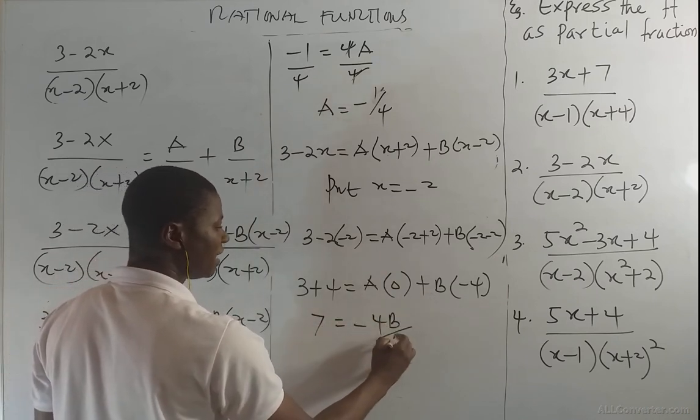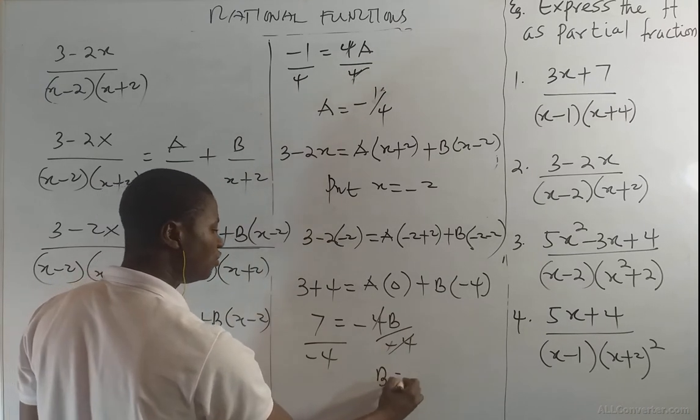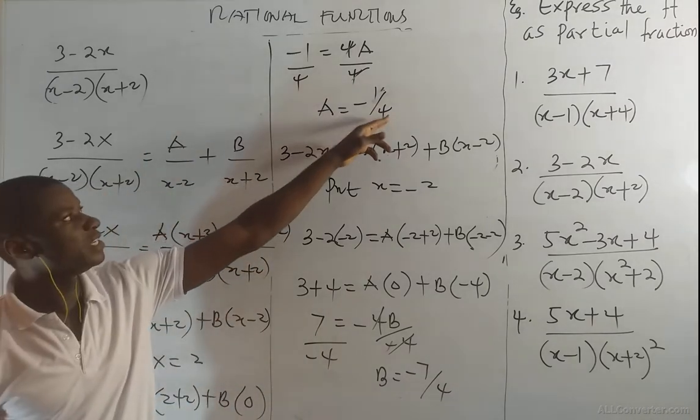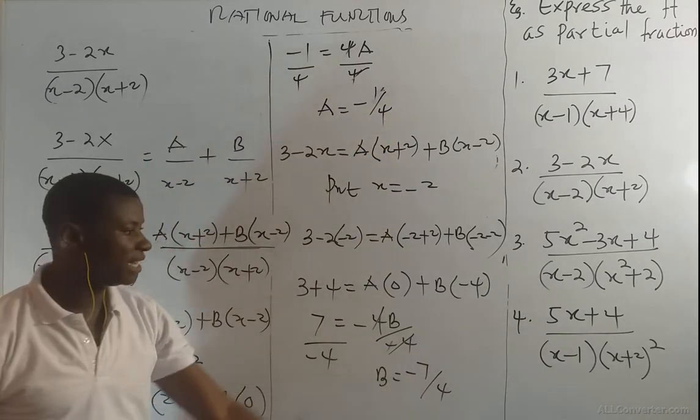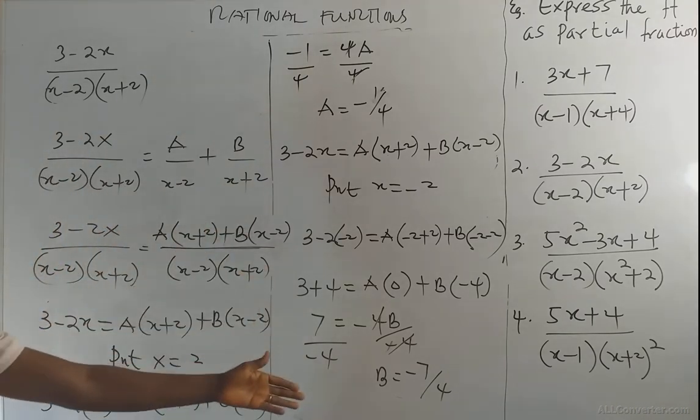So we divide by minus 4, and this is gone. And the value of b will be minus 7 over 4. So take note that a equals minus 1 over 4, and b is minus 7 over 4.